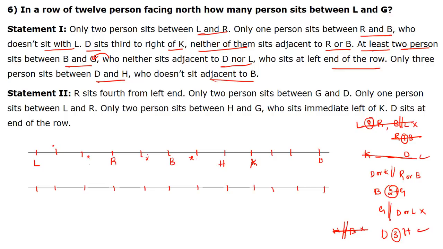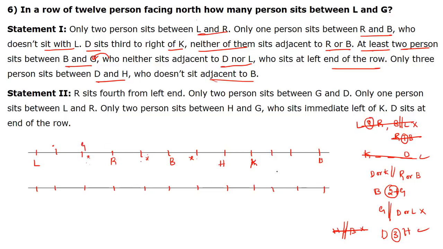Now between B and G there is a gap of 2 persons. So B is here, 1, 2, and G can be here. I mean there should be at least 2 persons, so it can be more than that as well. Between B and G there should be a gap of at least 2 persons, but it can be more than that. So B is here, 1, 2.